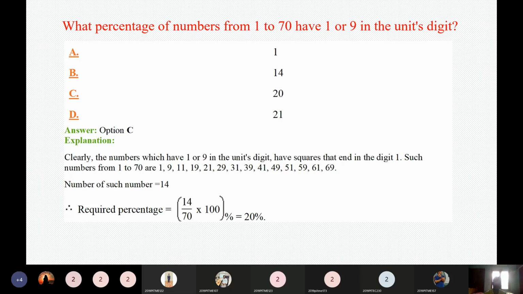Then they're asking the percentage. So 14 numbers have 1 or 9 as the digit in the 70 numbers. So 14 by 70 into 100 will give you the percentage of numbers with 1 or 9 in the units digit. That gives 20. Okay, so where is the option? C. So 20 is the correct answer.